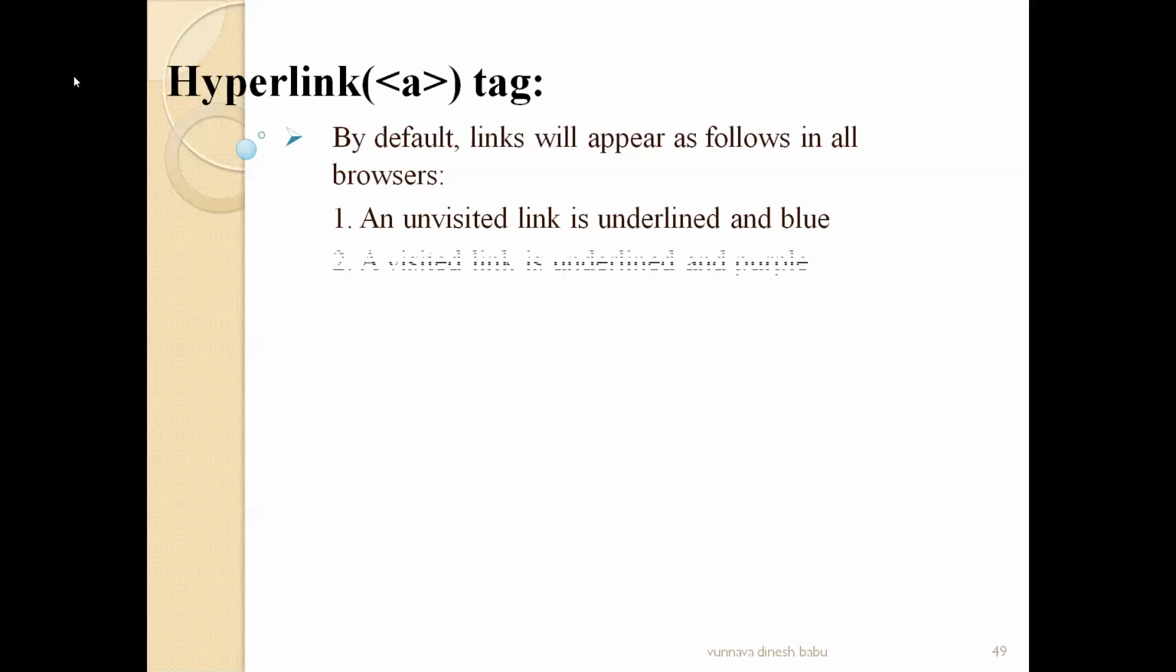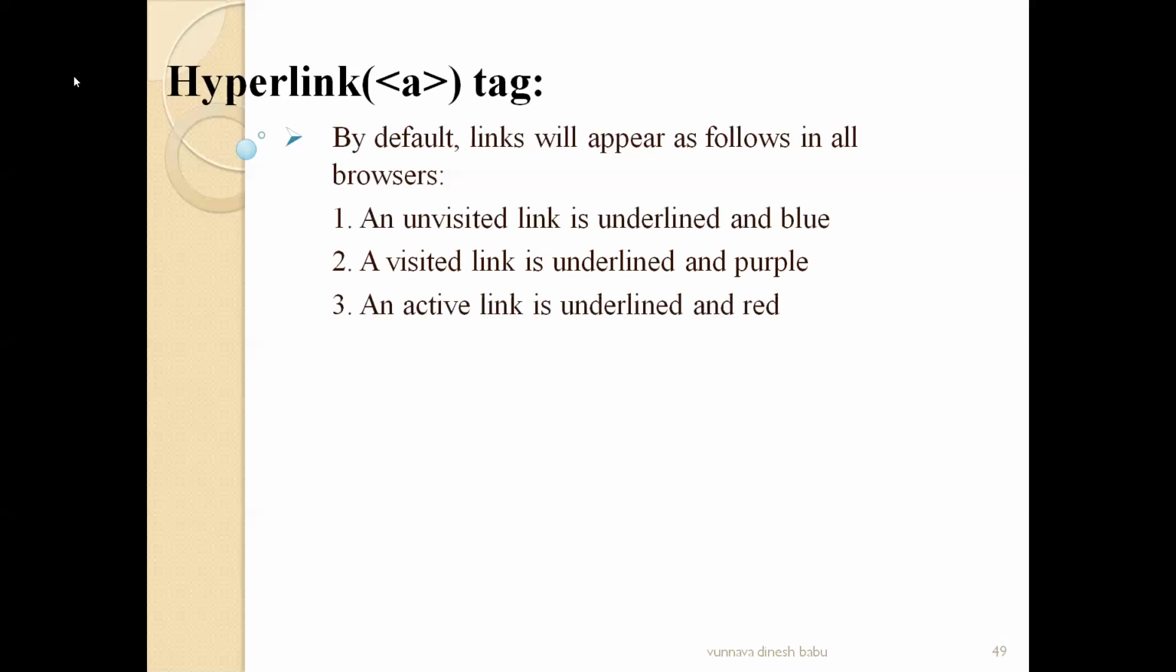Let us see the second one. A visited link is underlined and purple. So when the link is in purple color and there is an underline under that link, it means that particular link is already visited. I will show it in the example. So an unvisited link will be in blue color and underlined, and a visited link will be in purple color and underlined.